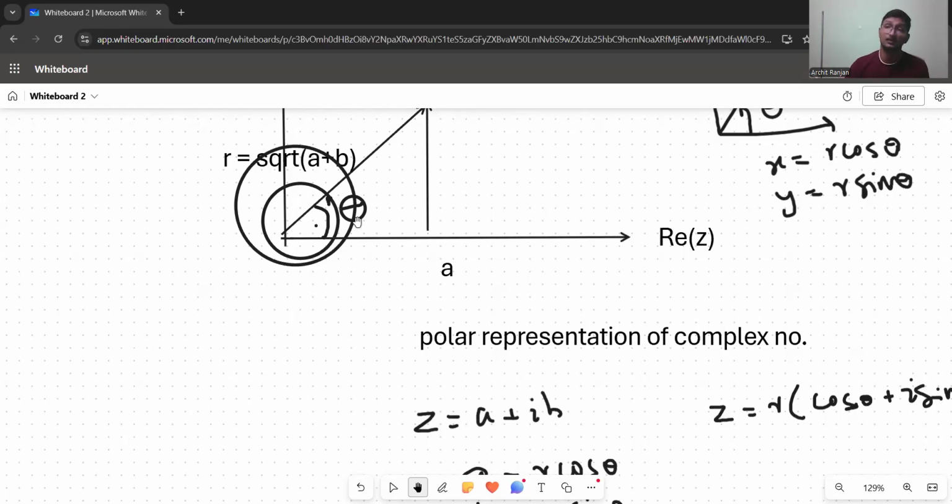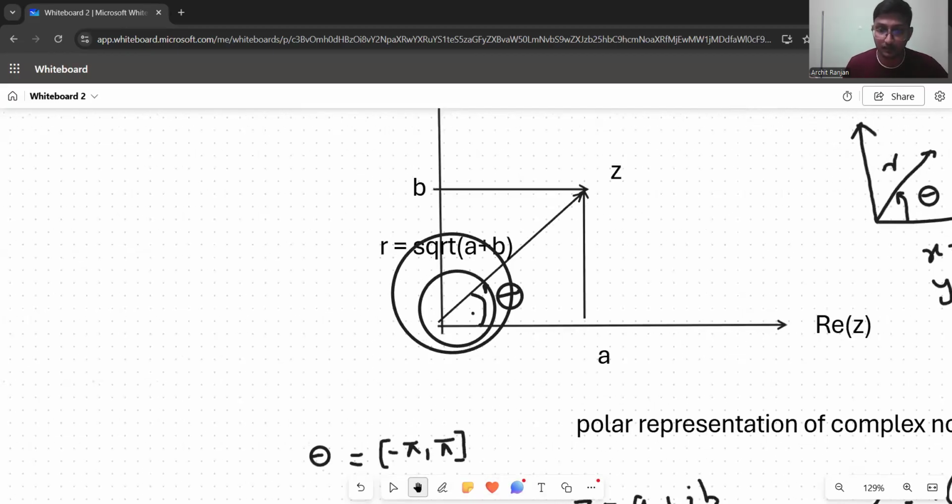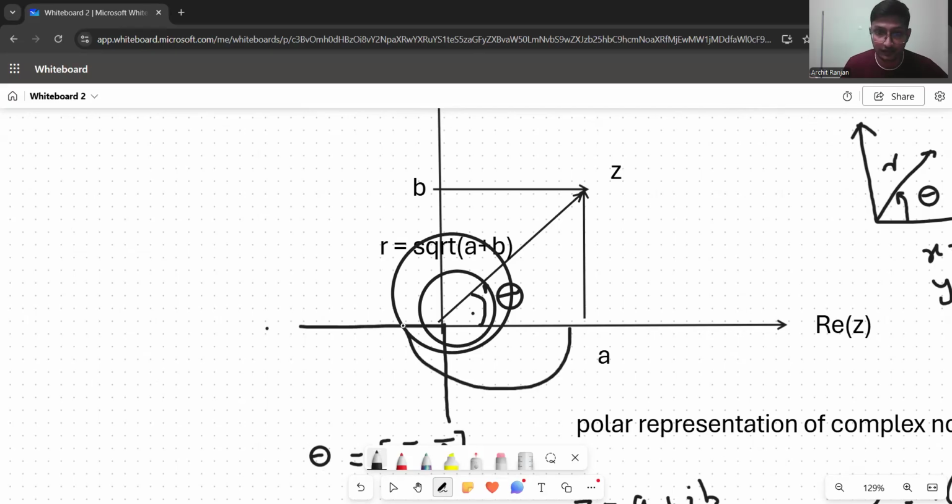So how to fix this? We introduce a term, principal argument. Principal argument is a theta which lies between minus pi to pi. Right. So what can we see here? Let's just extend this a bit. So minus pi is this, and this is pi. So minus pi to pi. You have to go here to here.